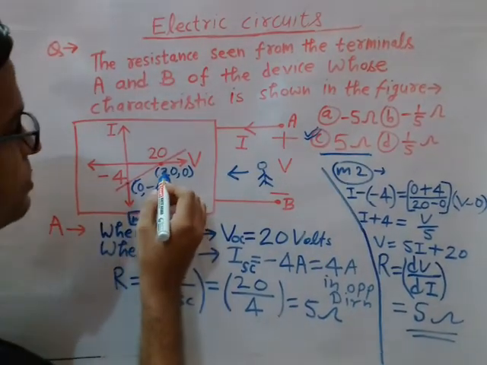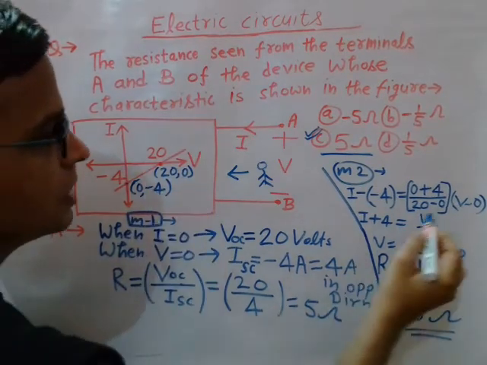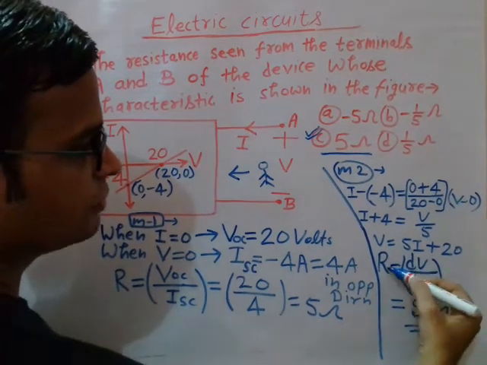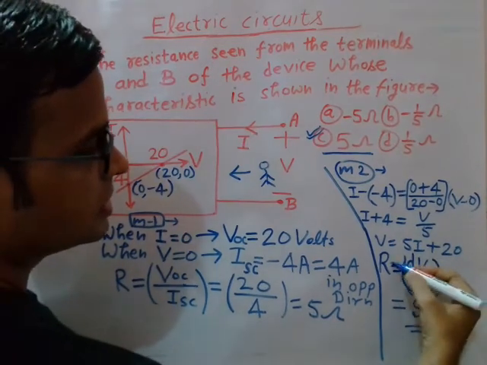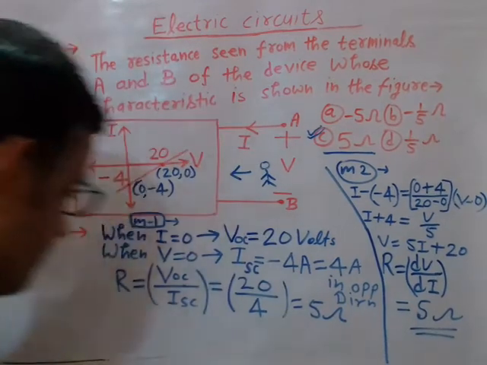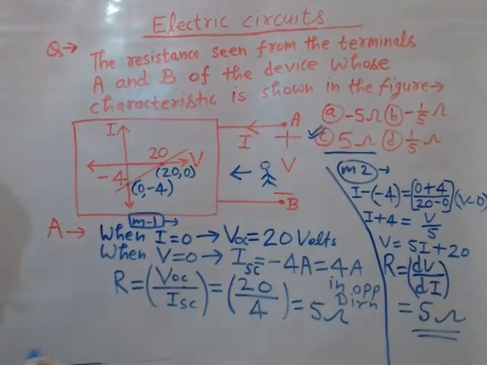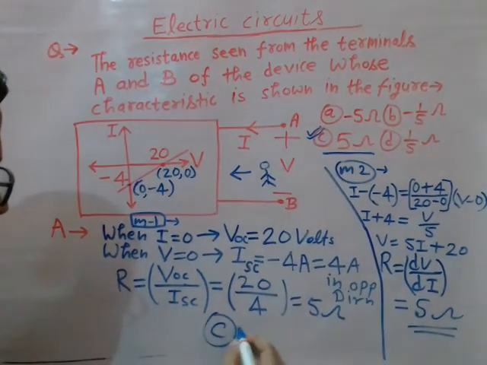If you choose this point as x1, y1 and this point as x2, y2, you will get the same equation and the same value of resistance. So resistance R is dV by dI, which is equal to 5 ohms, right? This is another method by which you can solve this question. So option C is correct, right?